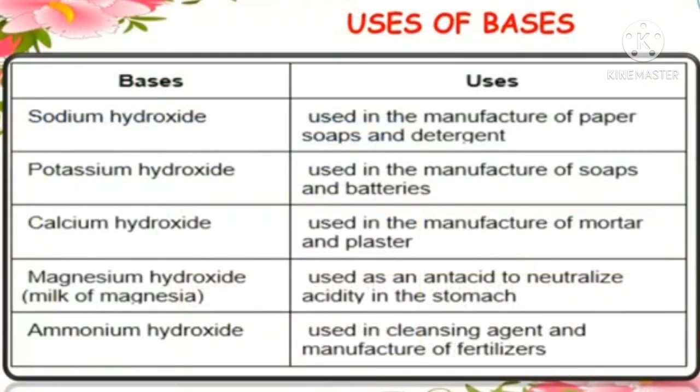Uses of bases. Sodium hydroxide is used in the manufacture of paper, soaps and detergent. Potassium hydroxide is used in the manufacture of soaps and batteries. Calcium hydroxide is used in the manufacture of mortar and plaster. Magnesium hydroxide, that is milk of magnesia, is used as an antacid to neutralize the acidity in the stomach. Ammonium hydroxide is used in cleansing agents and the manufacture of fertilizers.